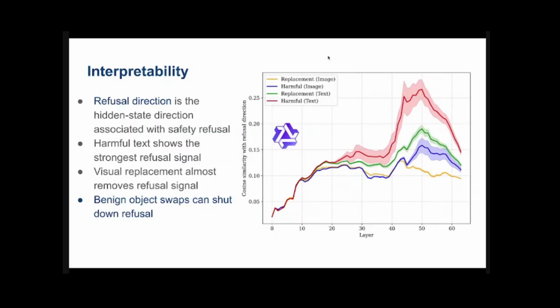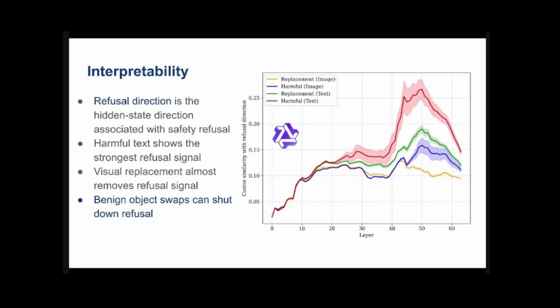On the plot here on the right, there is the similarity of the embeddings in each layer of the model of the harmful text prompt, the red one, the text prompt in which the harmful object is replaced by something else, the green one, the harmful image, and the replacement image. This plot shows the cosine similarity of the representations of those inputs to the refusal direction.